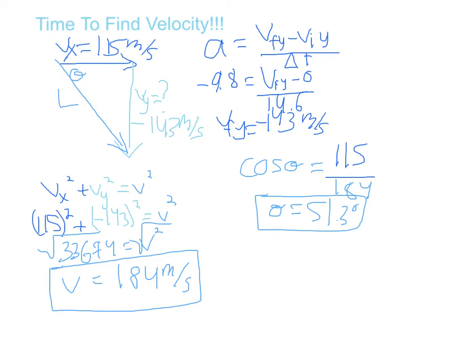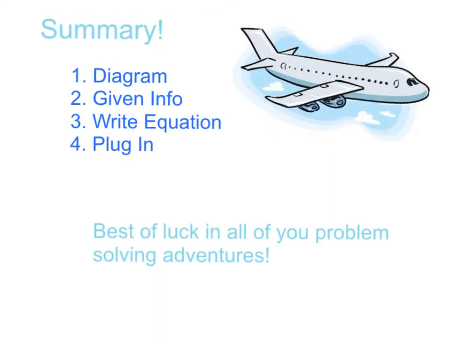So now we have found all parts of the problem that it was asking. We found the time, 14.6 seconds, the velocity of 184 meters per second, and the angle of 51.3 degrees. In summary, an easy way to solve all problems is just to draw a diagram, write down your given information, write the equation, and plug it in, which is just what we did here, and you'll always come to the right answer. Best of luck in all your problem-solving adventures.